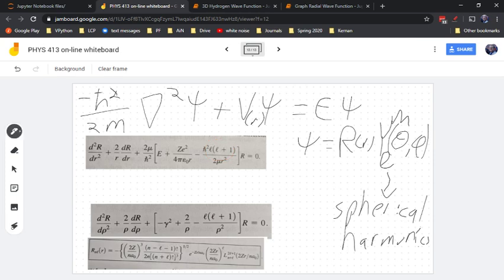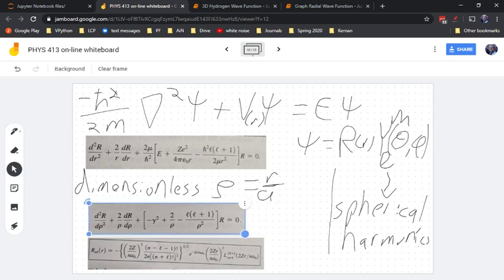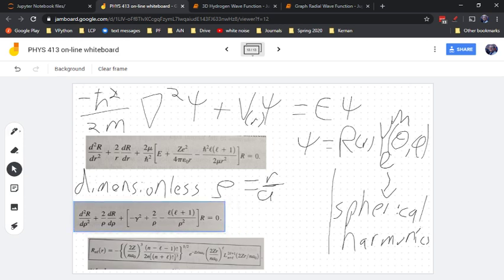And so what we're going to do is define a dimensionless version of r. We're going to define a dimensionless, or unitless, quantity called rho, and we're going to make that r divided by a. Now this a here, let me give myself a little box. I can fit this in here if I shrink this down just a little bit. There we go. This a here is what we call the Bohr radius.